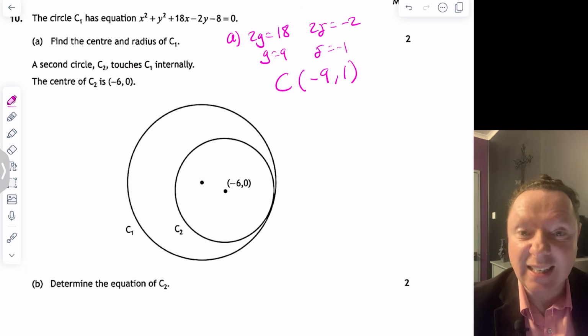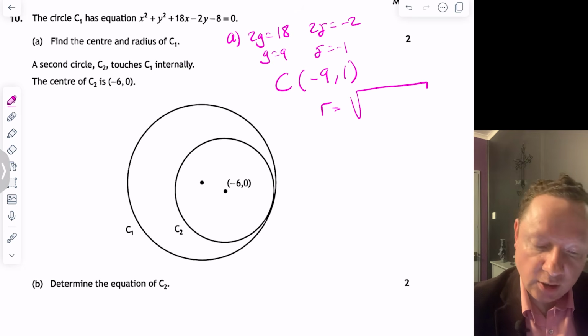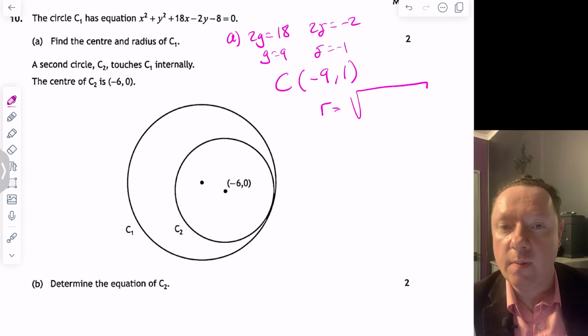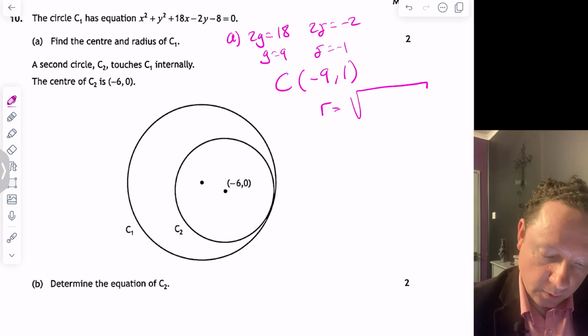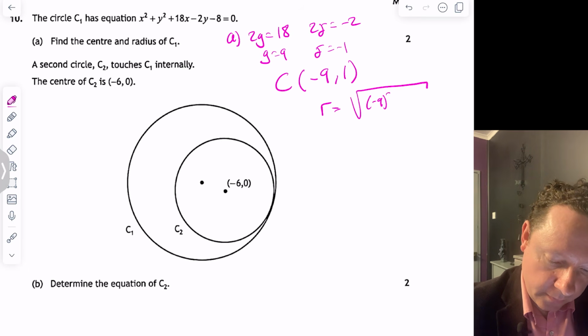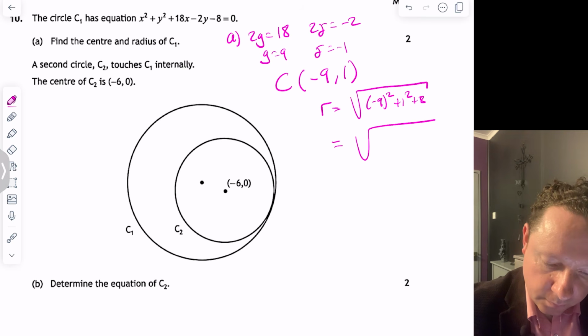Now we want our radius. So from the start of the exam paper, the radius is the square root of g squared plus f squared minus c. I usually remember it like this: the square root of the centre numbers squared and added together, take away the last number. So minus 9 squared, and plus 1 squared, and minus minus 8, so plus 8. So that equals the square root of 9 9s are 81, 1 1s are 1, plus 8.